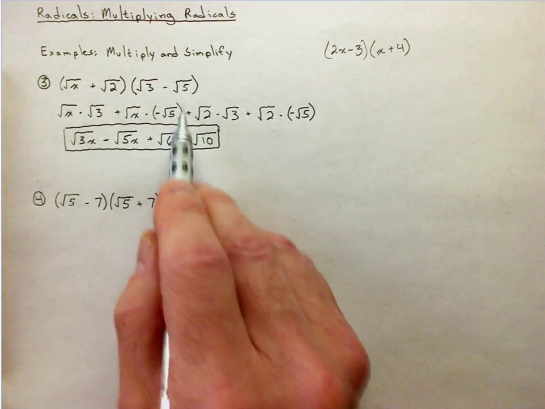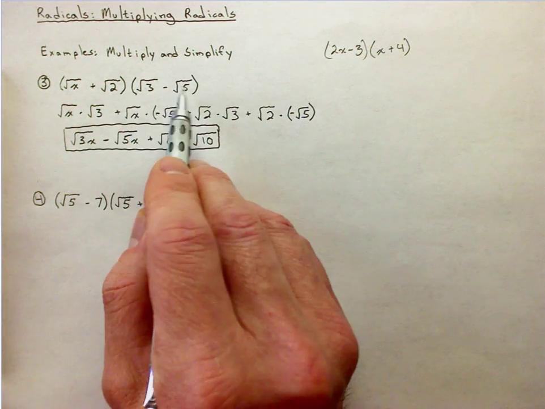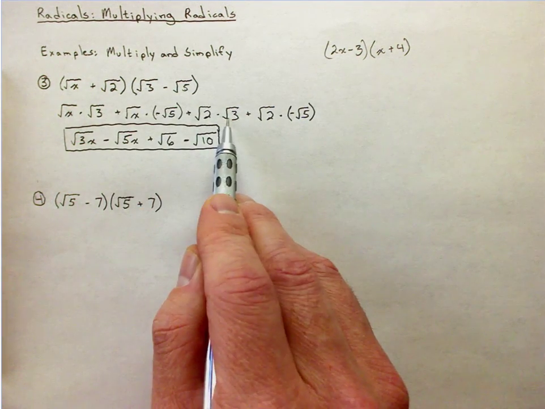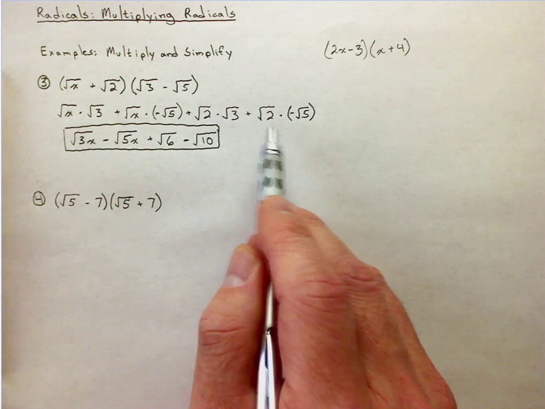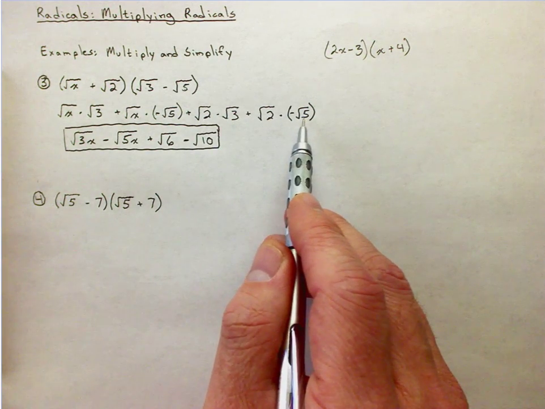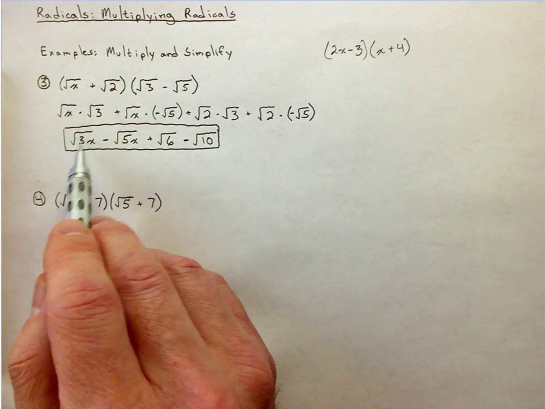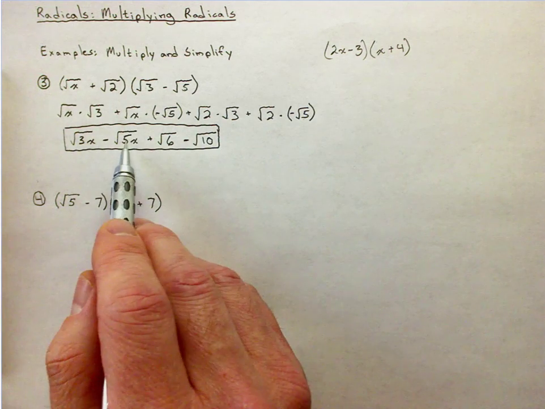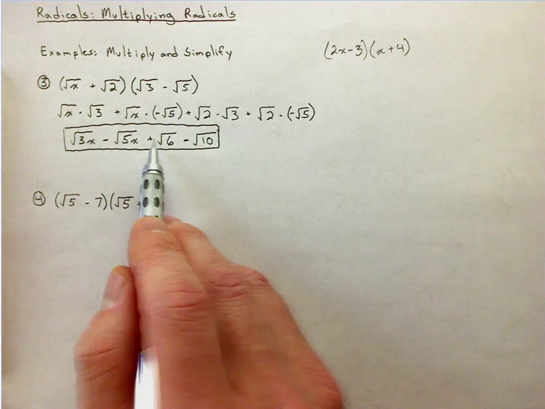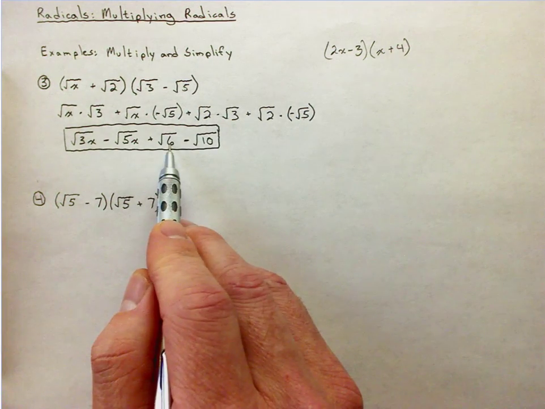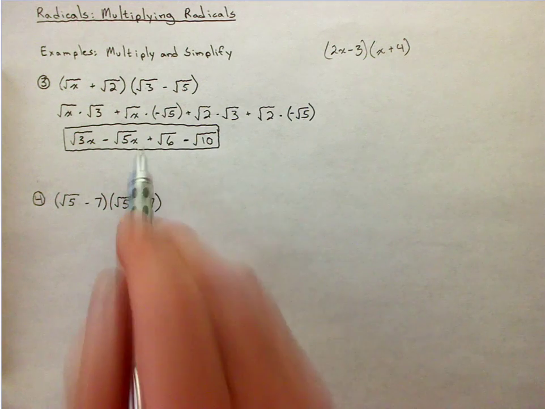And that's the first portion right here. And then I distribute my square root of 2 to each of these terms. So square root of 2 times the square root of 3, plus the square root of 2 times a negative square root of 5. And then I combine. This becomes the square root of 6 minus the square root of 10. And that's in its simplest form.